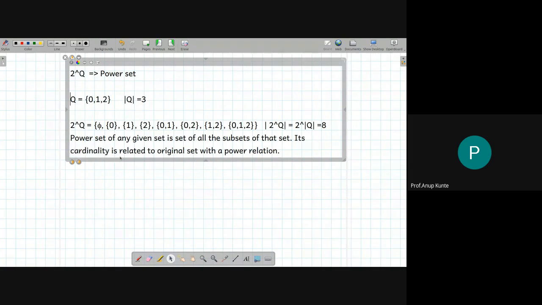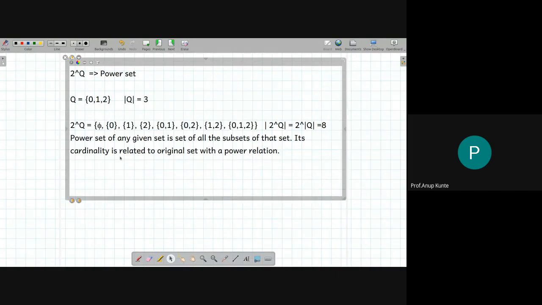Okay, so with this example we know what is a power set. Power set is generally denoted as 2 raised to Q. Q is {0, 1, 2}. Mod of Q is 3. Okay, 2 raised to Q may have all these sets as an element. Now why we are using a notion of power set in the definition of NFA, that we'll understand. NFA में हम लोग क्या बोलते हैं?